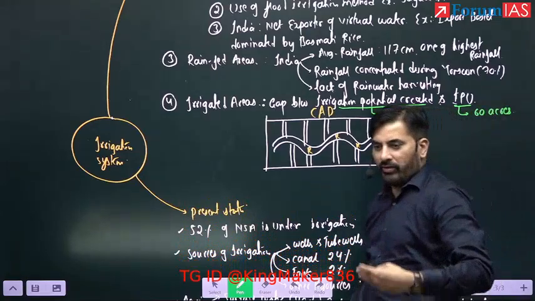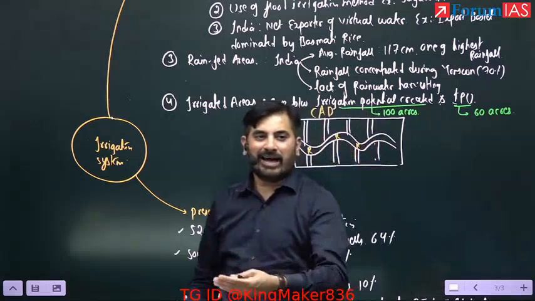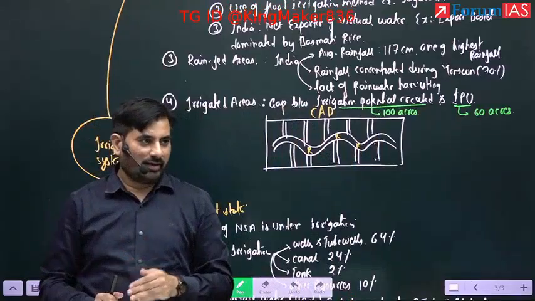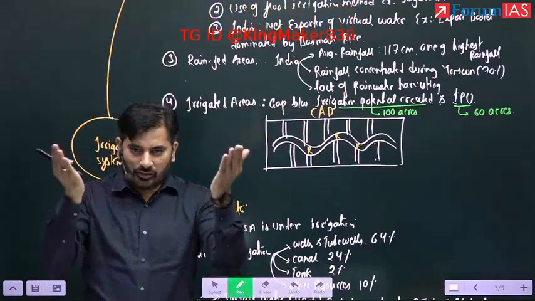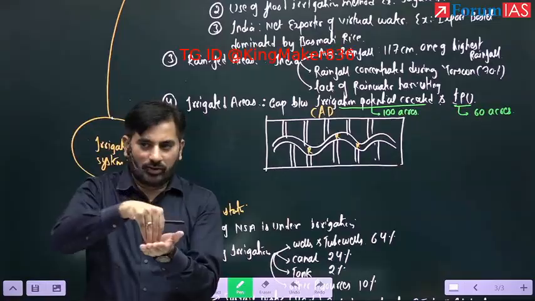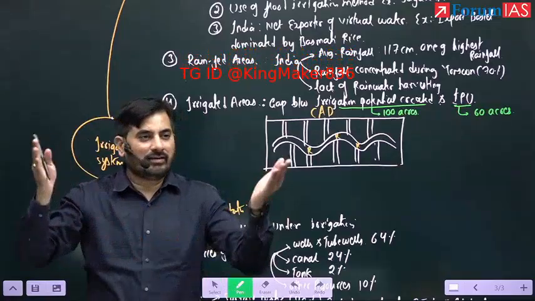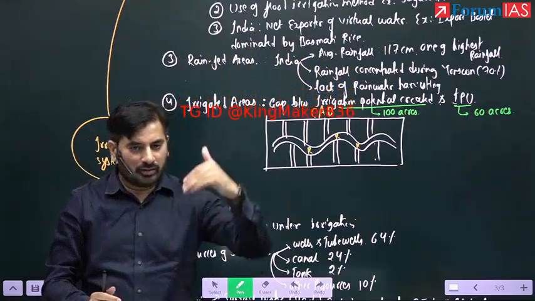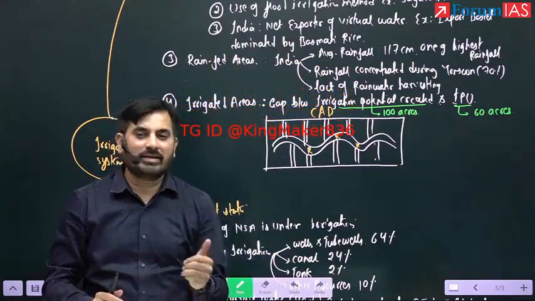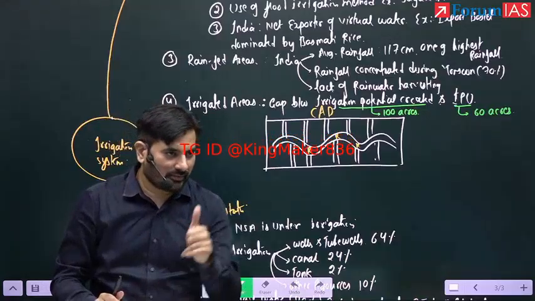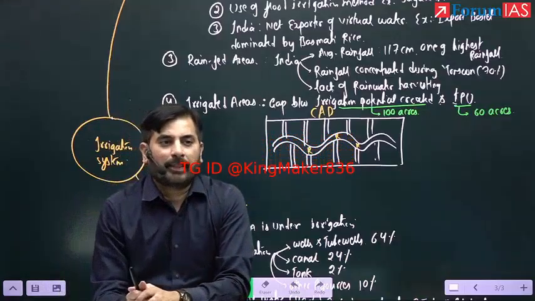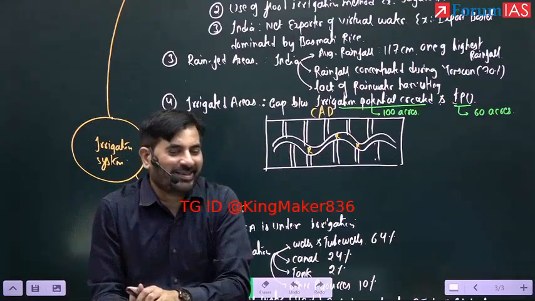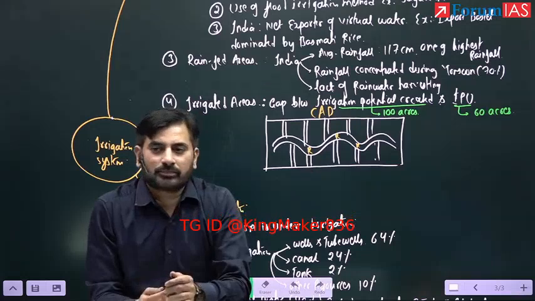Ideally, what should we do? We must regularly maintain the canals. Apart from that, I have also written the word seepages. Seepages means the canals ideally should be lined so that the water does not go underground. But the canals are not lined with concrete or something like that, because of which a huge amount of water will seep into the ground. Understood? That's the first reason. Second point.